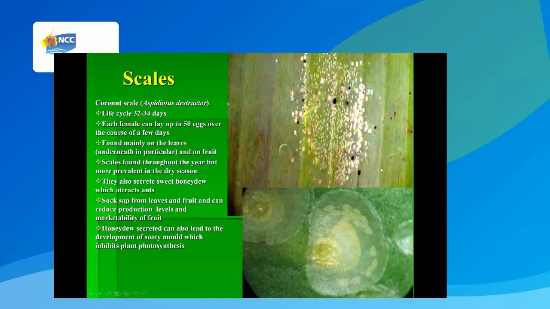They also secrete that honeydew and cause the black sooty mold to develop on the plants, which further debilitates these plants. It prevents it from photosynthesizing as it would normally do.